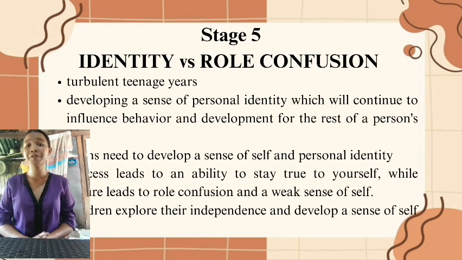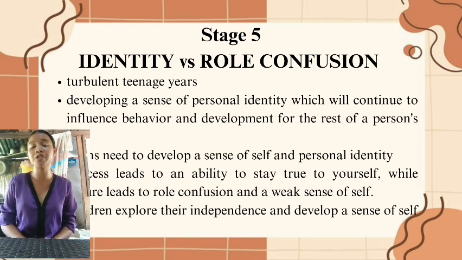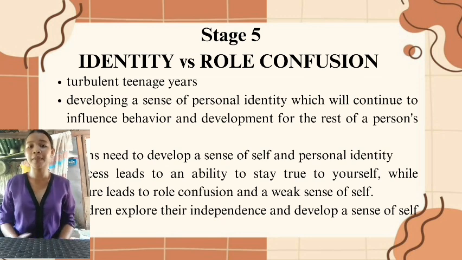So now let's proceed to stage 5, which is identity versus confusion. The fifth psychosocial stage takes place during the often turbulent teenage years. This stage plays an essential role in developing a sense of personal identity, which will continue to influence behavior and development for the rest of a person's life. Teens need to develop a sense of self and personal identity. Success leads to an ability to stay true to yourself, while failure leads to role confusion and a weak sense of self.